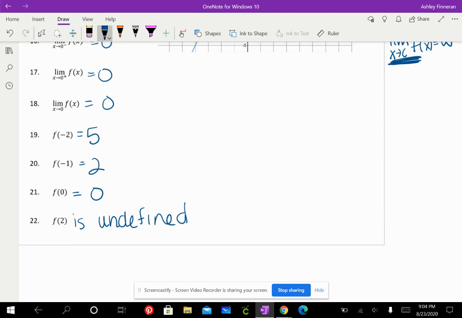So limits, we could say, do not exist, while y values, so like f of some number, can be undefined if it doesn't have a defined y value. I will tell you that sometimes your book, or WebAssign as well, will put does not exist for a case of f of 2, and that is not correct notation. It's something that it accepts, but I would not consider it to be correct.